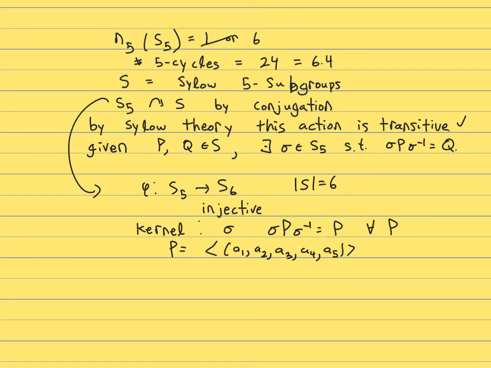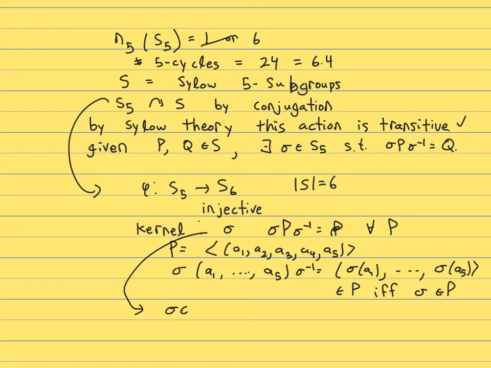And we've already seen that when you conjugate a 5-cycle, you're going to get another 5-cycle in a particular way. And in particular, the only way you're going to get something in the same subgroup is if and only if sigma itself was in that subgroup. And so in particular, the only way this works for a given P is if sigma is in that P.